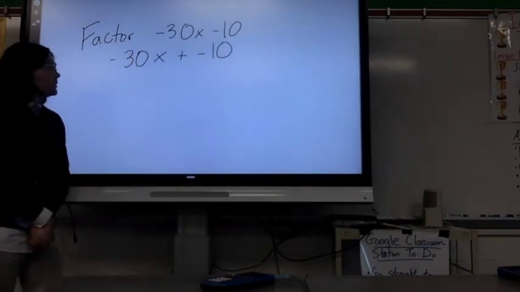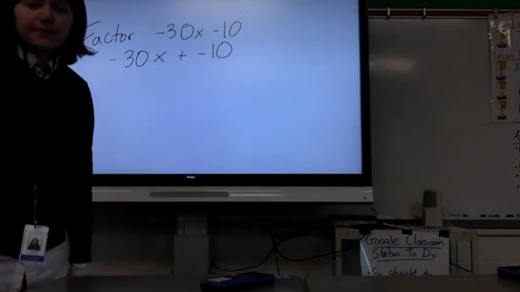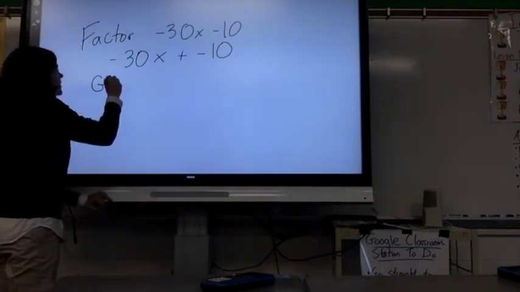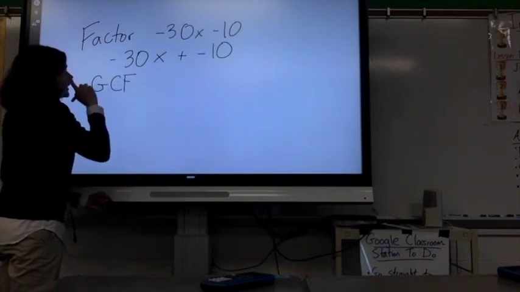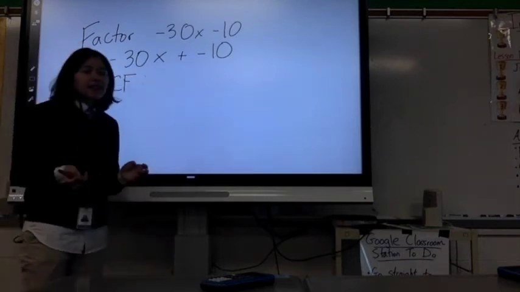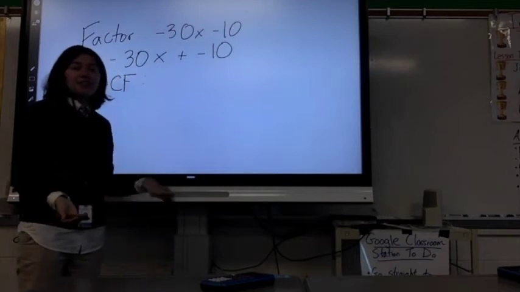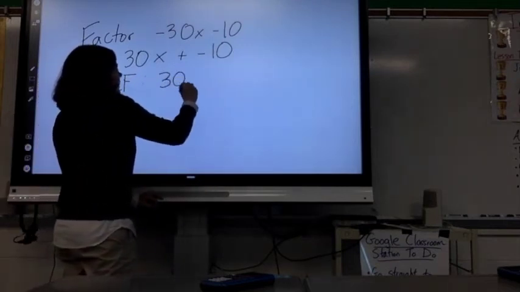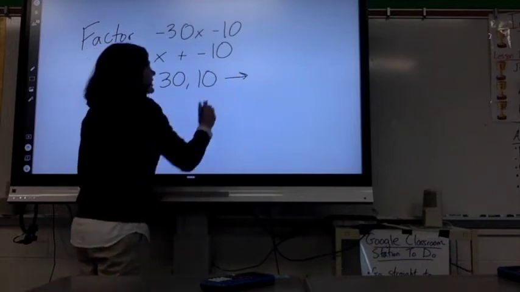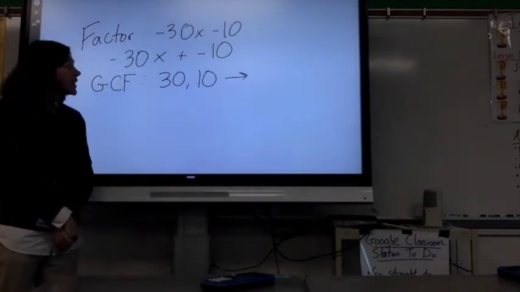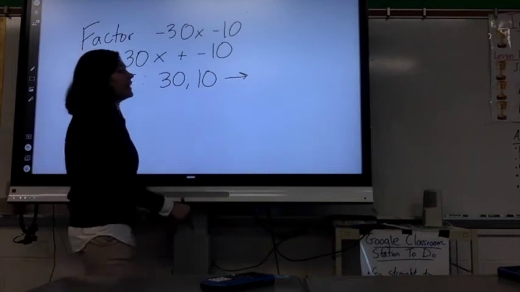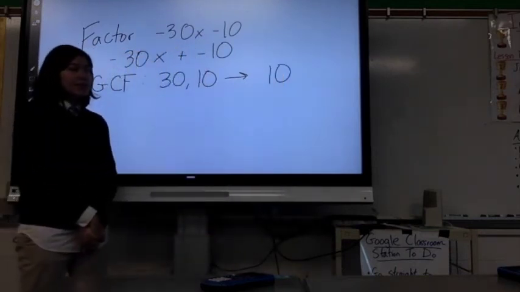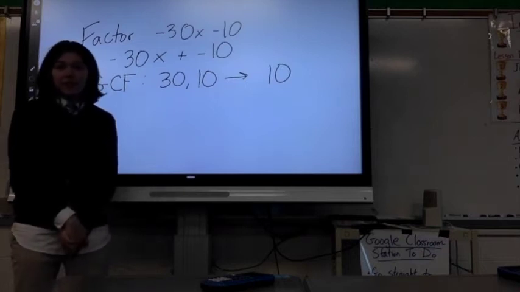All right, the next step is I'm going to find my greatest common factor, my GCF. I really just do this of the positives, but then if I see they're both negatives, I can apply that. So here I really just have 30 and 10 that I care about finding the greatest common factor of. The greatest common factor of 30 and 10 is 10. 30 is divisible by 10, we get 3. And 10 is divisible by 10, we get 1.